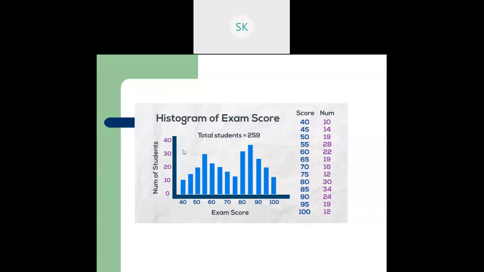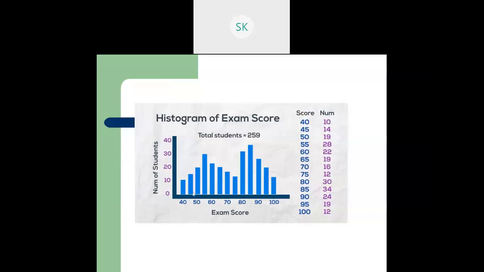So the total number of students: 0, 10, 20, 30 and 40. 10 students scored 40 marks. 20 students scored 50. The histogram shows the number of students against the exam score. So 10 students scored 40 marks.